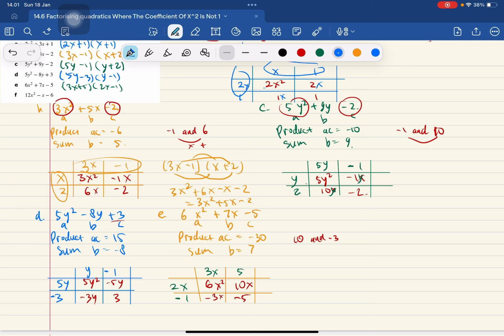Okay, let's check it for F. So we got 12x squared minus x and minus 6. This is A, B, C. So we need to find the product AC. Here minus 6, we multiply it with 12. So the product needs to be minus 72, while the sum is B, minus 1. Let's write the table.